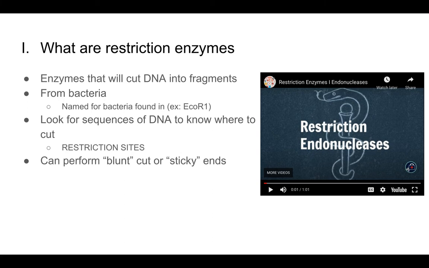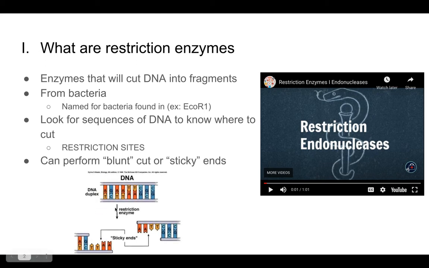So when the enzyme makes a cut, we're going to see a really short video here. Notice in the video that when the enzyme makes a cut, it can make something called a blunt cut, or it can make a cut that produces these jagged little ends, which are called sticky ends. So let's check out the video.